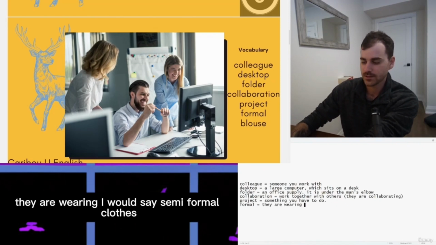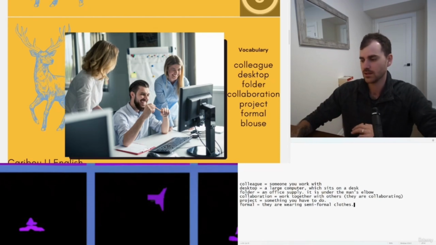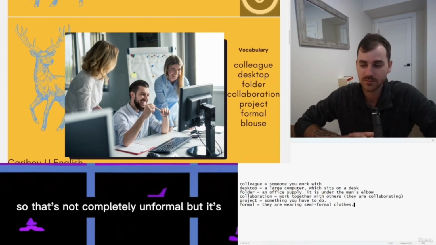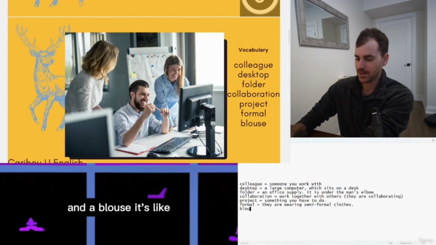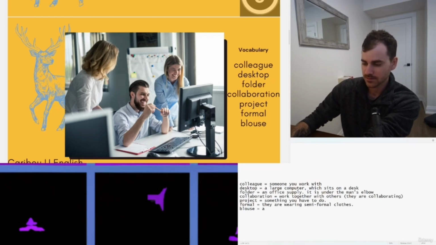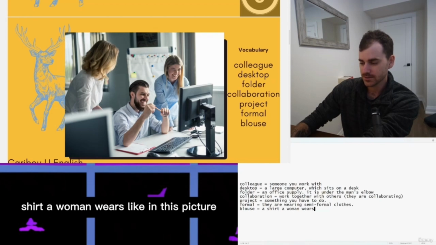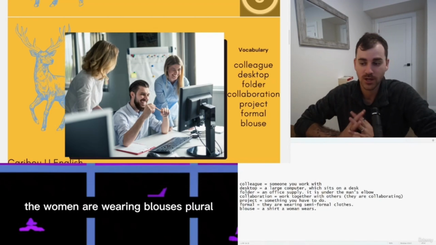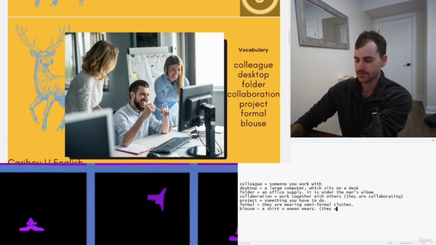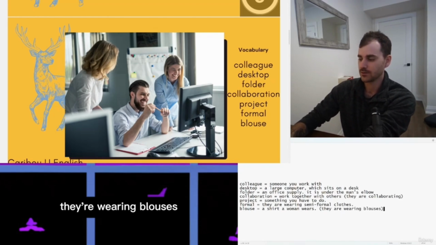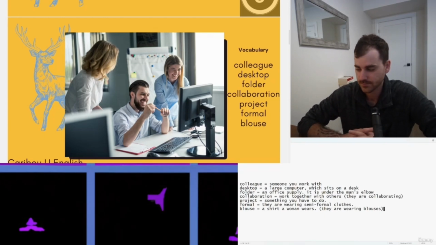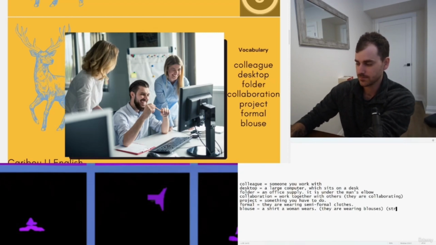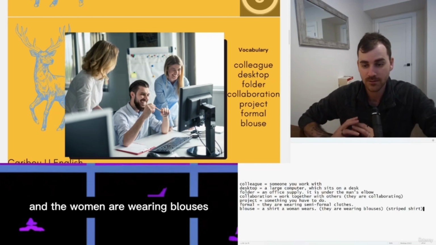They are wearing, I would say, semi-formal clothes. So that's not completely informal, but it's semi-formal. We'll just leave it at that. And a blouse. It's like a shirt a woman wears, like in this picture. The women are wearing blouses, plural. They're wearing blouses. The man is wearing a striped shirt. Do you know the word striped? And the women are wearing blouses.